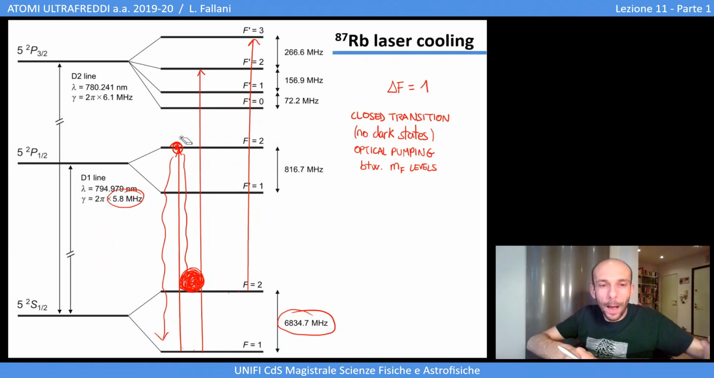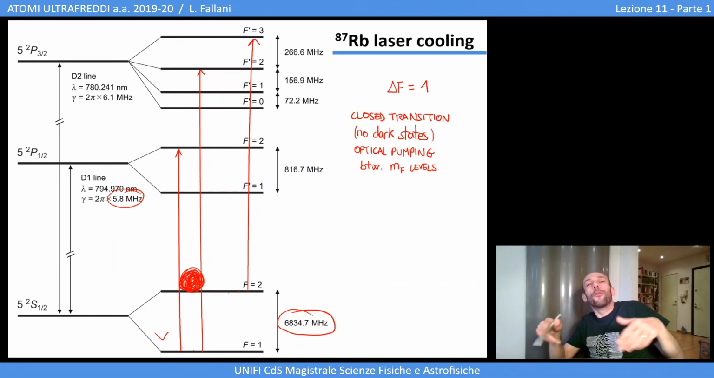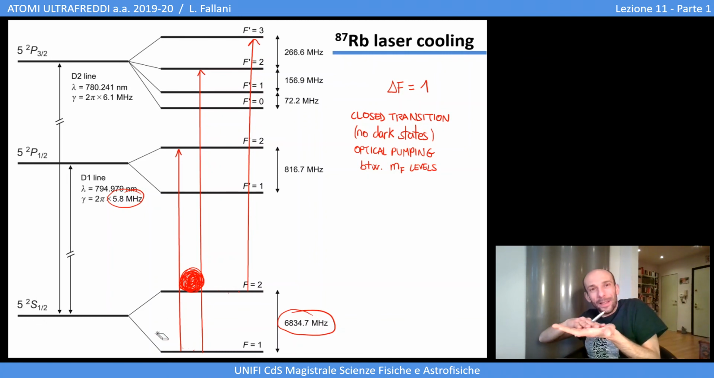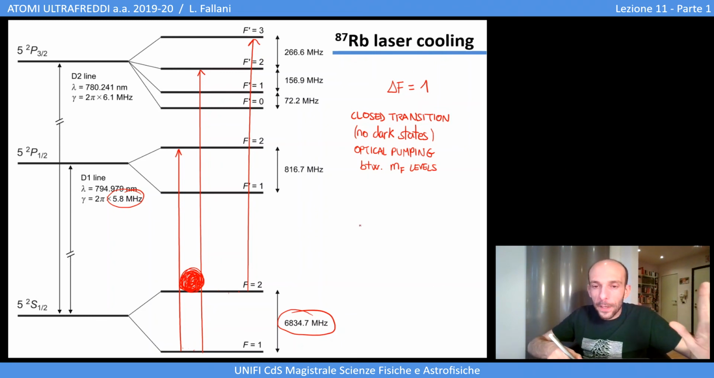So everything will be pumped in the f equal 2 state, and so you're stuck, basically. All the population is there, stays there. So this is a kind of optical pumping, but this does not happen in the hyperfine manifold. It happens between different f states. So again, this is bad. This is a kind of dark state in a kind of optical pumping process that you have between different f levels.